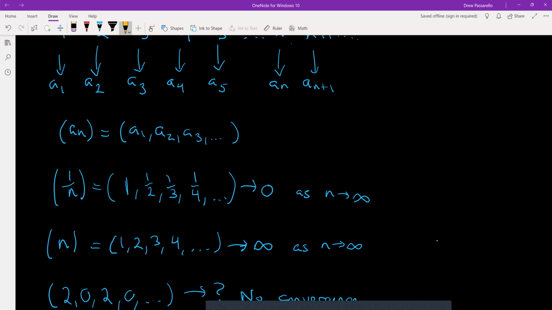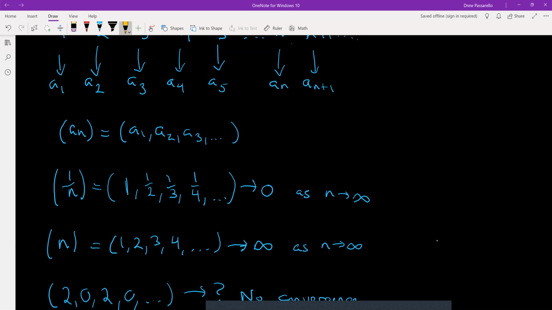All right, that's what happens as n goes to infinity. The sequence of just the natural numbers 1, 2, 3, 4, and so forth is getting infinitely larger, so it goes to positive infinity as the indices get infinitely large. And the sequence that alternates 2, 0, 2, 0 does not converge.